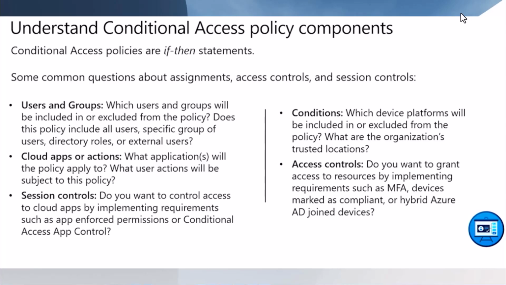Cloud application: what applications will the policy apply to? We have to select, in this case, WVD. That is the application we are giving the conditional access policy to. So under conditional access policy, we can select WVD and then allow WVD for so-and-so groups, something like that. Session controls: access to cloud apps by implementing requirement app-enforced permissions. We'll discuss that while seeing it. We'll have a separate video for conditional access policy.